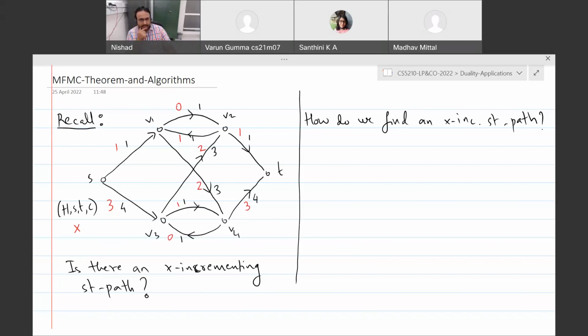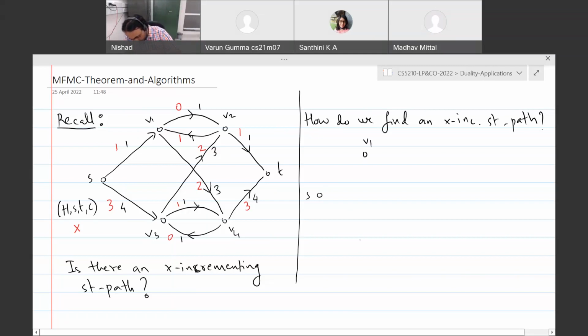And in this example, I think one of you pointed out that there is perhaps no X incrementing ST path. Okay, so it turns out that in order to find an X incrementing ST path, we can construct a different digraph. If that digraph has an ST dipath, then that would correspond to an X incrementing ST path in the original graph, and vice versa. Does anybody have any thoughts on how we would construct such a digraph?